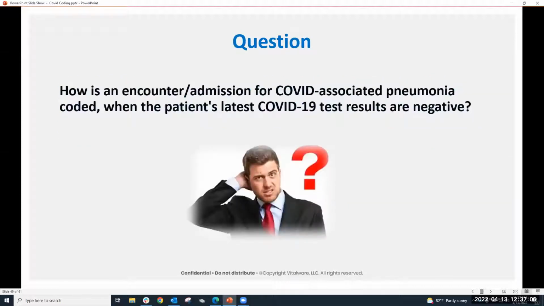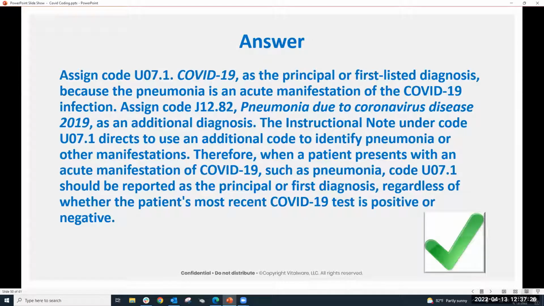All right, next question. How is an encounter or admission for COVID-19 associated pneumonia coded when the patient's last COVID-19 test results are negative? All right, in this situation, you would assign code U07.1 COVID-19 as the principal diagnosis because the pneumonia is an acute manifestation of the COVID-19 infection. Assign code J12.82, pneumonia due to coronavirus disease, as an additional diagnosis.